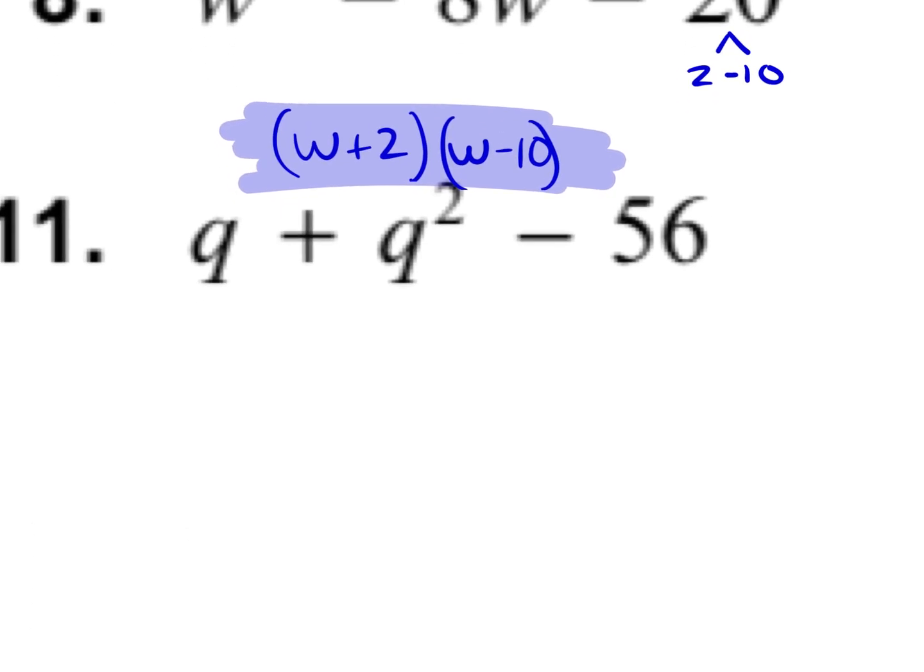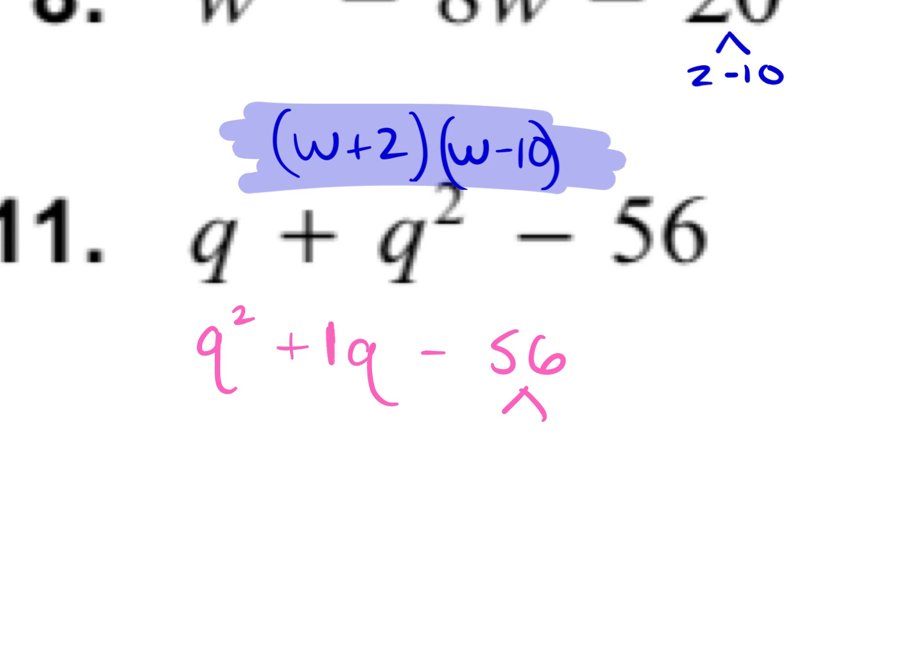Any questions here? All right, for 11, below it. Oh, got to be careful with this one. Why do we have to be careful with 11? Q to the second power is not first. We got to reorder it. We got to put it in standard form before we can factor. So we have Q squared plus Q minus 56. So we're looking for two factors of 56 that add to what?